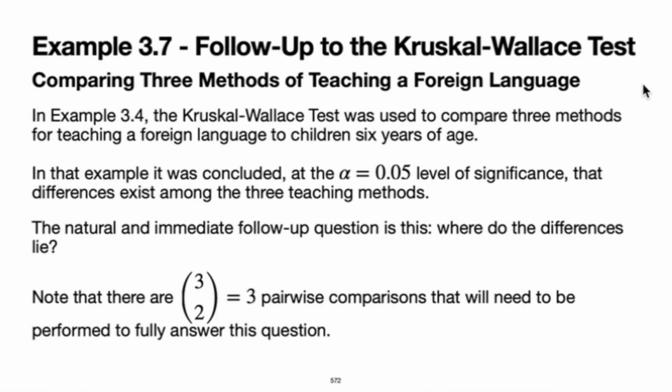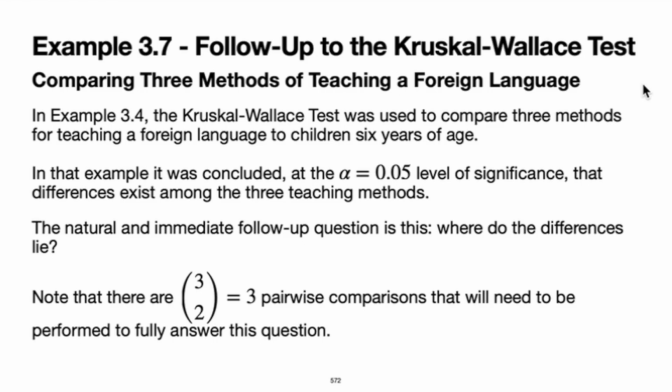Okay, so let's look at some examples of this. So this will be example 3.7. Now this is a continuation of example 3.4 that we looked at previously, where we were comparing 3 methods of teaching a foreign language to young kids. In example 3.4, the Kruskal-Wallis test was used to compare 3 methods of teaching a foreign language to children 6 years of age.